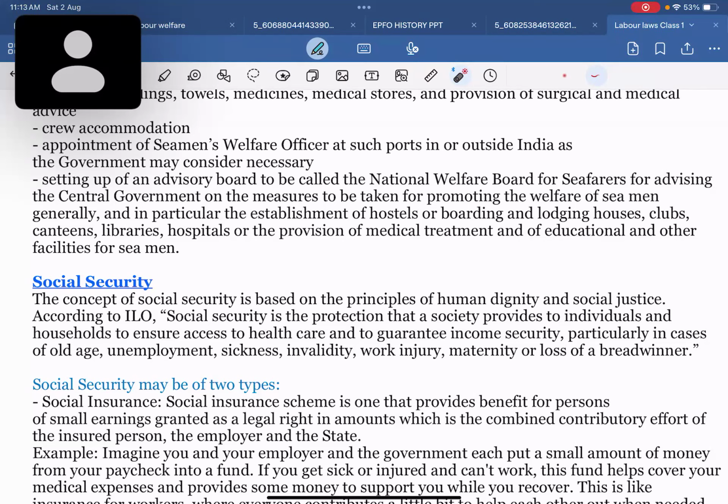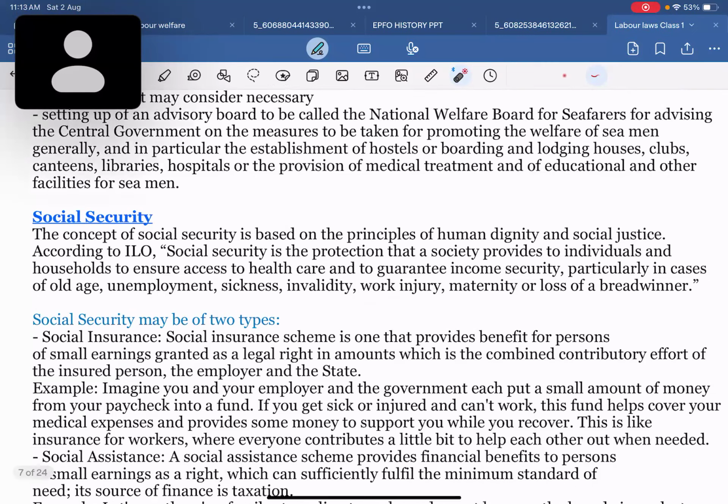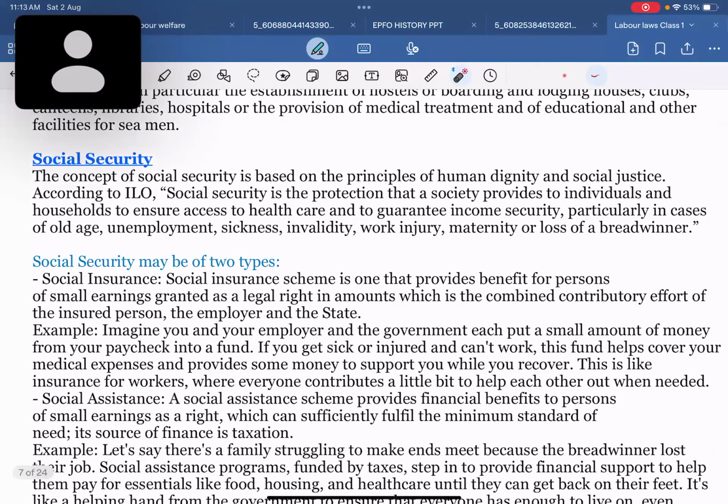Social Security. There will be a dedicated class on Social Security. I think 4 to 5 hours class will be on Social Security. You have to understand. The concept of Social Security is based on the principles of human dignity and social justice. According to ILO, Social Security is the protection that a society provides to individuals and households to ensure access to health care and to guarantee income security, particularly in cases of old age, unemployment, sickness, invalidity, work injury, maternity, or loss of breadwinner.